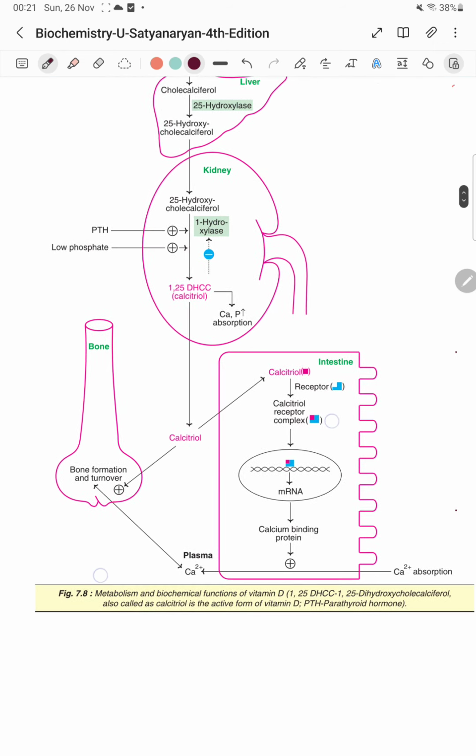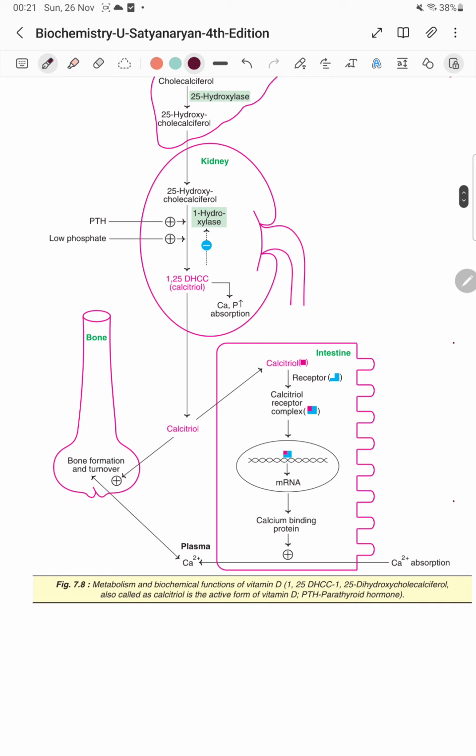Now we'll see the functions of 1,25 dihydroxycholecalciferol, or calcitriol. The calcitriol produced in the kidney will come out into the plasma. Now calcitriol is in the plasma. This calcitriol will work on three sites. The first site is the intestine. The second site is the bone. And the third site is the kidney.